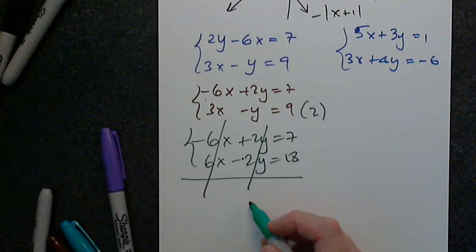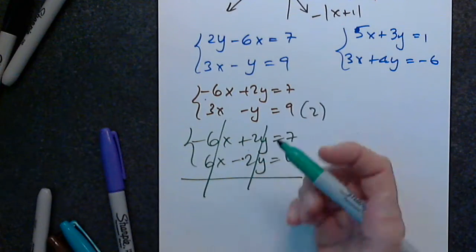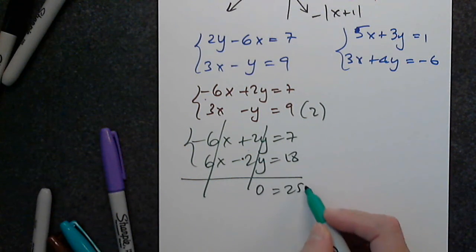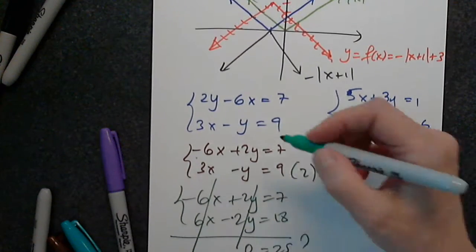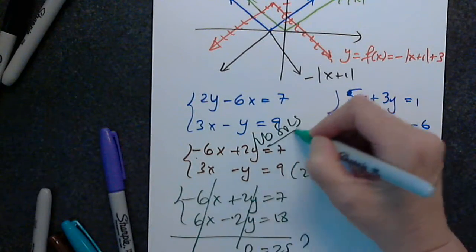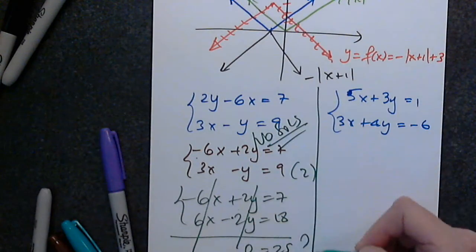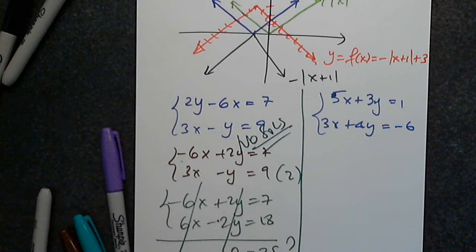What is left on the left-hand side? Zero. Equals 25. What do you think about this? I got a problem. Good. That's it. In other words, no solutions. Good. Let's look at the other one.